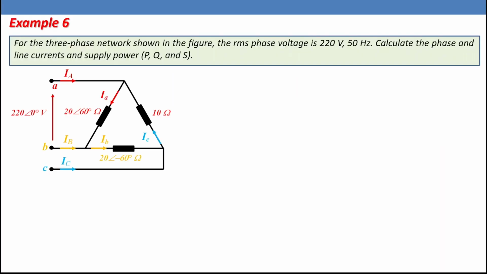Let us take an example, example number 6 in the three-phase course. For the three-phase network shown in the figure, the RMS phase voltage is 220 volts.